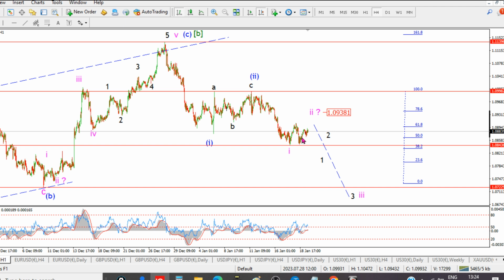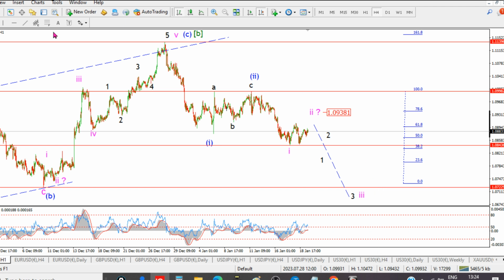At this point, it doesn't look like wave 2 is complete yet, so I think we'll probably head higher, break 109, maybe around 109.30. We'll start looking for a top there in wave 2, and then early next week, early Monday, would head down into wave 3.